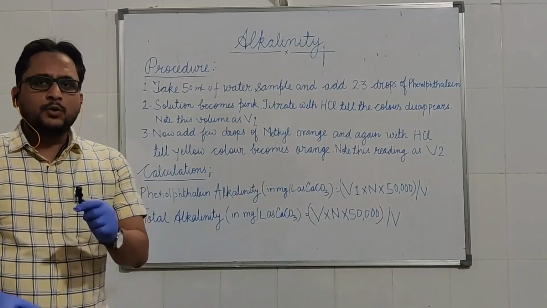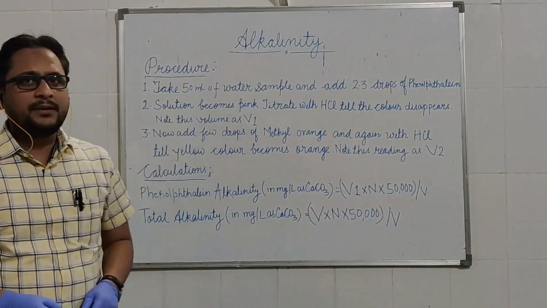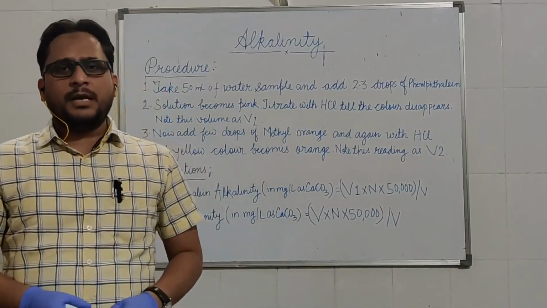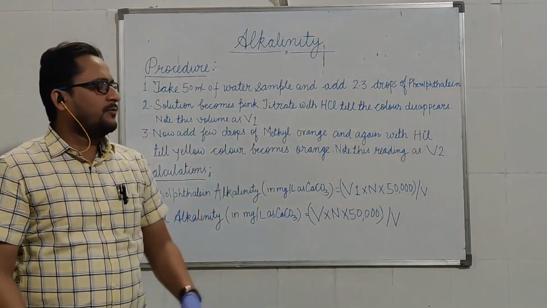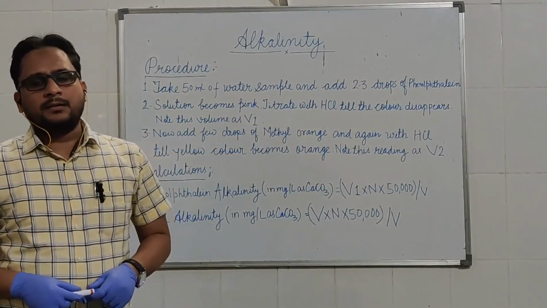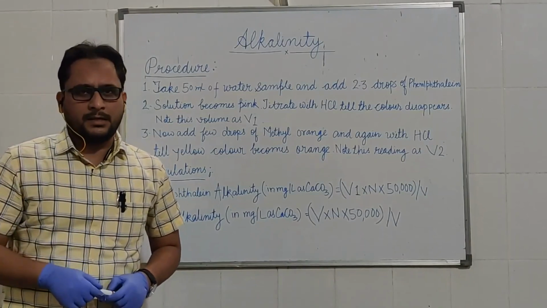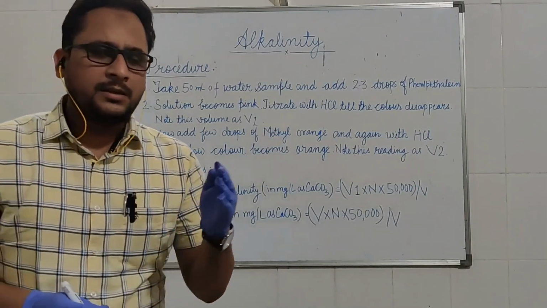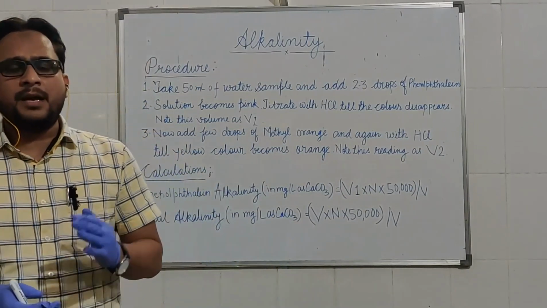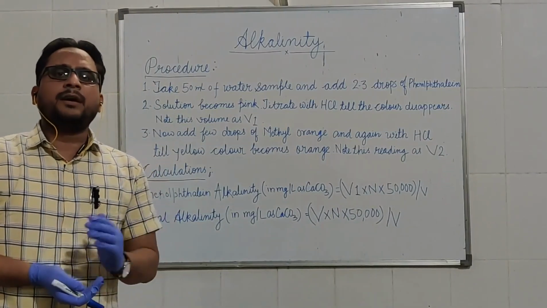So the procedure is: first of all, we will take 50 ml of the given water sample and add a few drops of phenolphthalein indicator so that the solution becomes pink in color. This shows that the given water sample has OH alkalinity due to hydroxide.